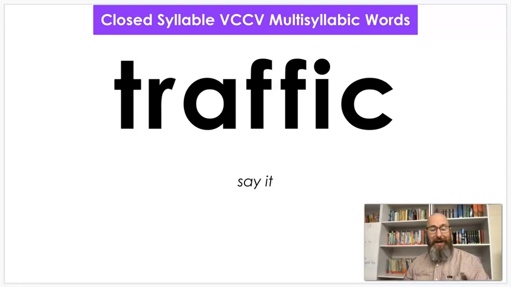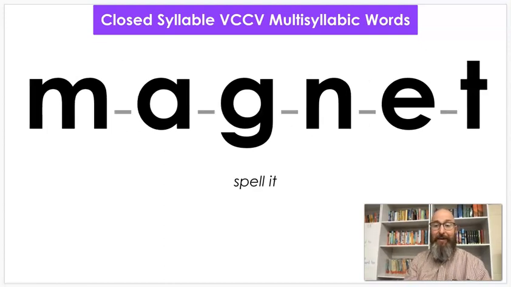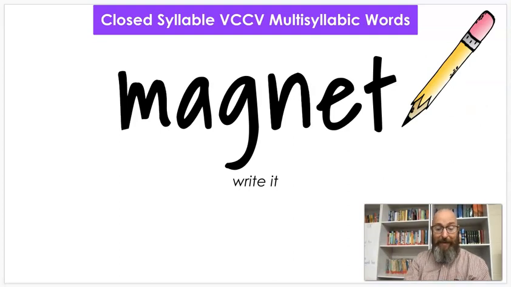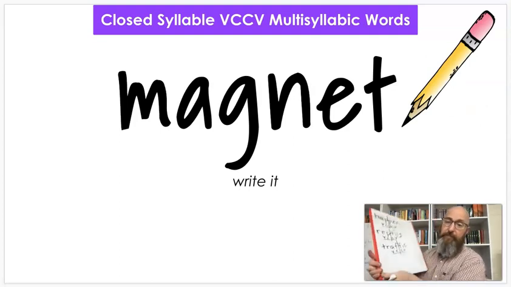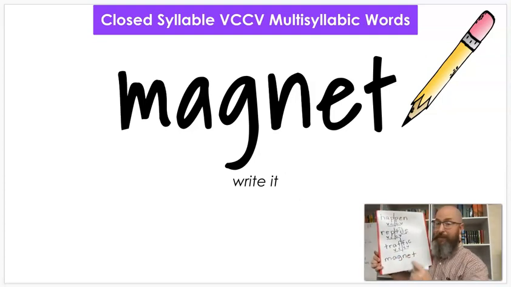All right. Good job. Our next word is magnet. Say magnet. Magnet. That's right. Now let's spell it. M-A-G-N-E-T. Magnet. Write it again. Make sure y'all can see. Write it. M-A-G-N-E-T. Remember the first step?